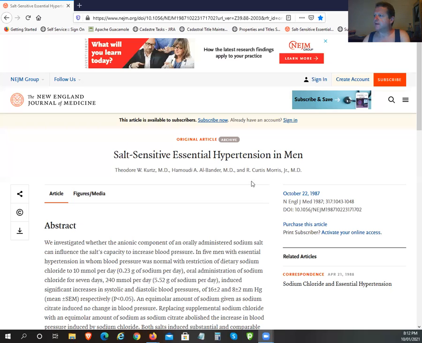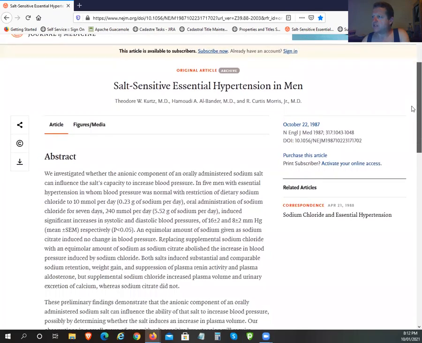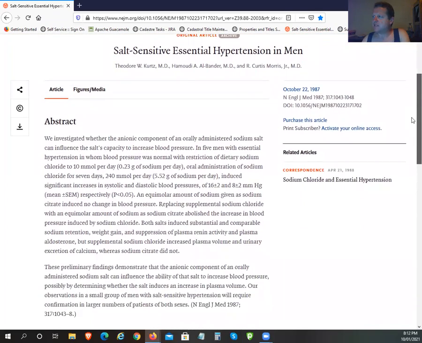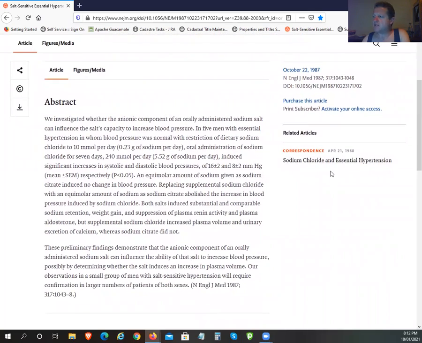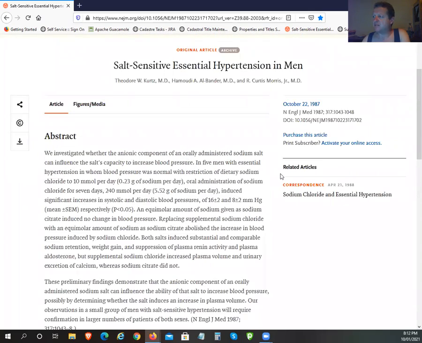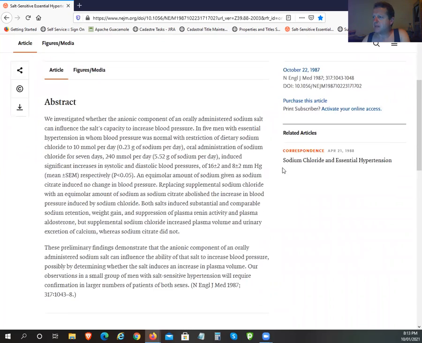Okay, now let's look at this. This study is an old study from 1987, so quite some time back. And they're looking at salt sensitivity, essential hypertension in men. I don't have the full paper, can't get access to it, but that's irrelevant for what we're really focused on. Let's look at the abstract.